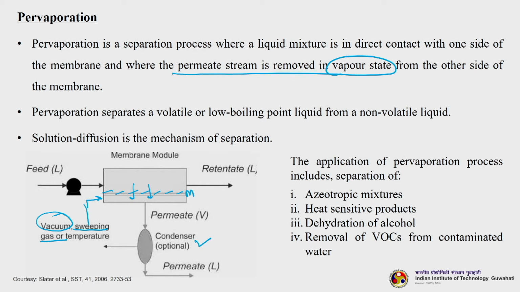The major applications of pervaporation are the breaking or separation of azeotropic mixtures. As you know, usually azeotropic mixtures can be separated by azeotropic distillation, or we can go for extractive distillation, where we are adding a third solvent, thereby increasing the cost of the entire process. Then we can have heat sensitive product separation using pervaporation. Dehydration of alcohol is a classic example, and it is a commercialized process also, and then removal of VOC, volatile organic compounds, from contaminated water. These are some of the classic examples of the membrane pervaporation process.